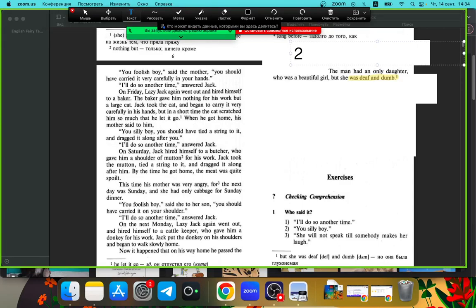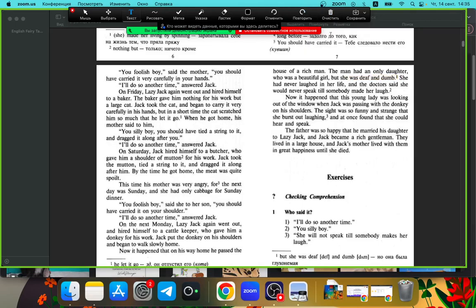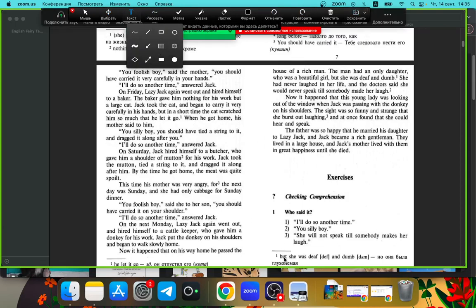Deaf and dumb. She didn't hear, she didn't speak. You have to write it. Does not hear, doesn't speak. Just like this. This person doesn't hear, doesn't speak. Deaf and dumb. Write down the sentence in the second part of the treasury chest. Personality, okay? Wonderful. She was beautiful. Of course, it's about appearance, but I don't think we have to write it down in a treasury chest, okay?